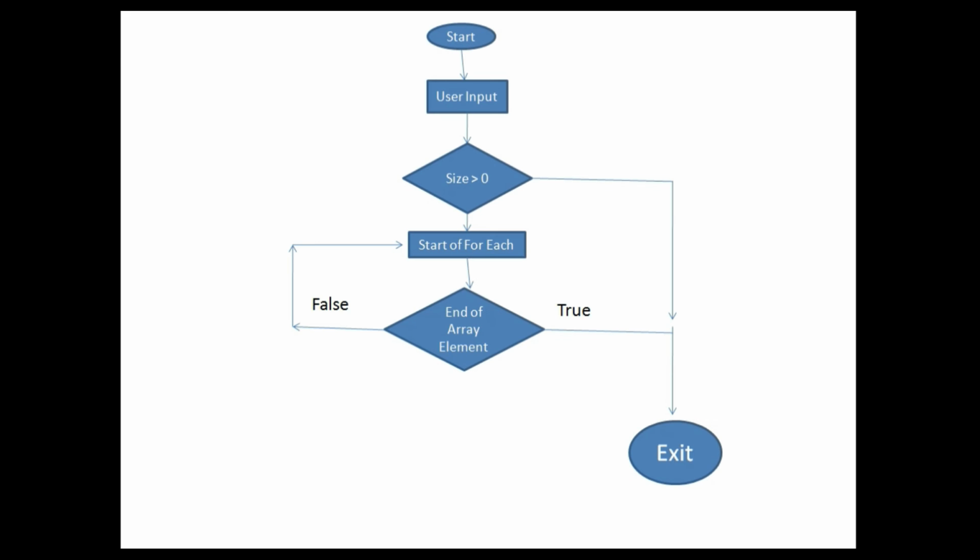Let's have a look at the flow diagram. So this is the basic flow diagram for our enhanced for loop. It starts from the starting point and goes to user input, and first we check the size. If the size is greater than 0, then only we go for loop execution, else we go for exit. And if the size is greater, we execute the statement from the start, and we check for the loop ending. If the element is last, we go for exit. If it's not last, we go for loop execution again. So in this manner we can execute our enhanced for loop multiple times.